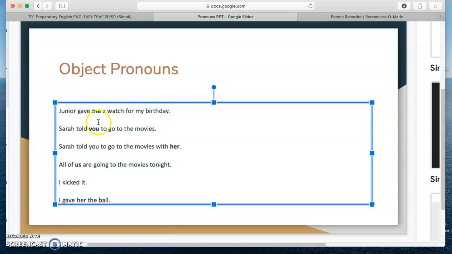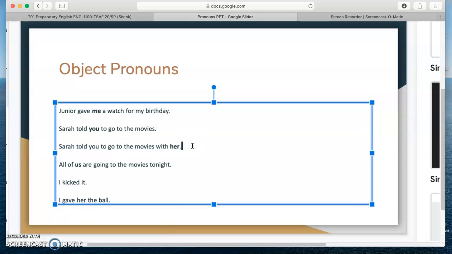Now don't forget, you is also a subject pronoun. Not only can you act as a singular or a plural pronoun, but it can also act as a subject or an object pronoun. It is incredibly versatile. Sarah also told you to go to the movies with her. All of us are going to the movies tonight. And then again, we discussed I kicked it, I gave her the ball. Now, let's not forget, Sarah told you to go to the movies with her.